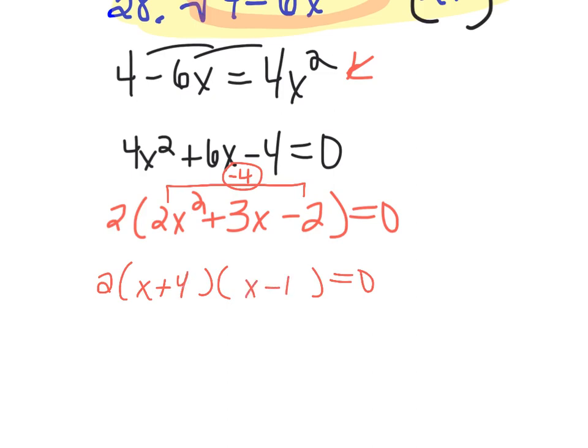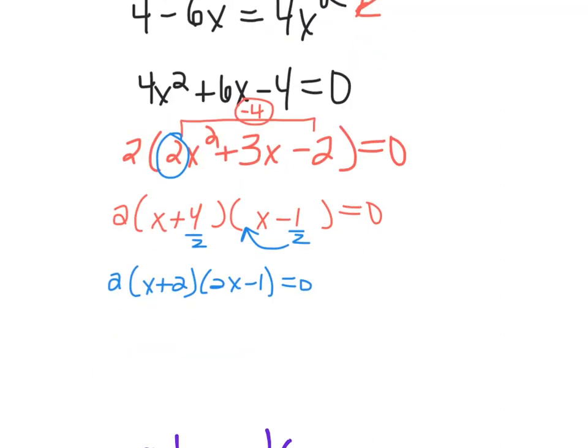Remember, our a term is not 1. So I'm just going to put the 2 underneath here. You can put it in the front if you want to, see if you can factor anything out. But I'm left with 2. 4 divided by 2 is what? 2. So x plus 2. And then what happens with the 1/2? Where does that 2 go? To the front. So 2x minus 1 equals 0.